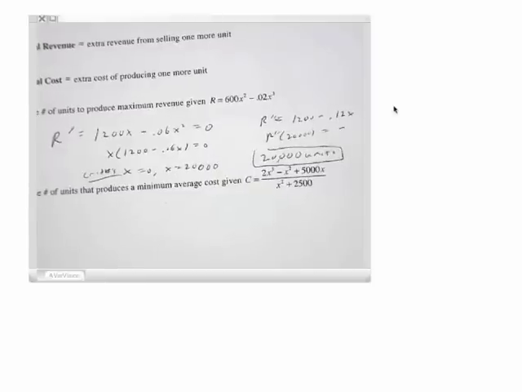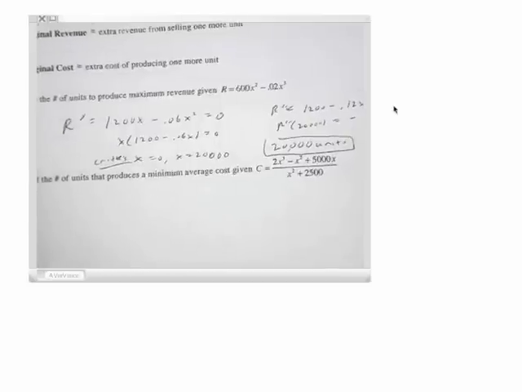Okay? That's about as straightforward as you can get because you're just given the equation. You just have to find its derivative, find the critical numbers, and see which one is your maximum.